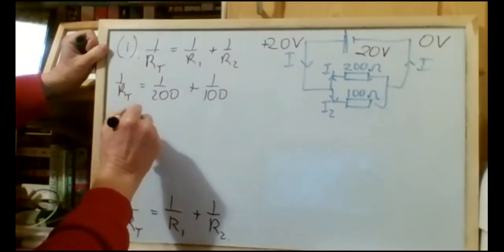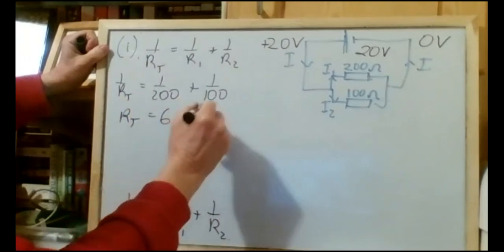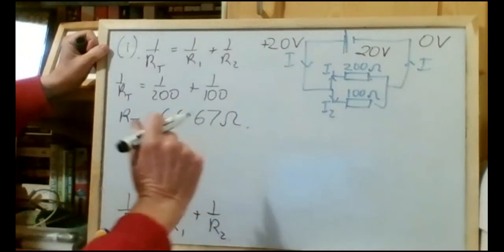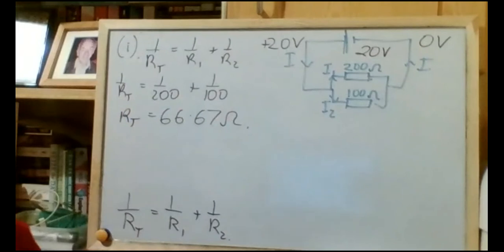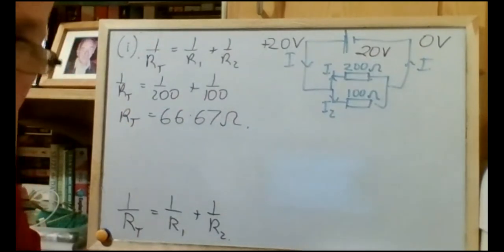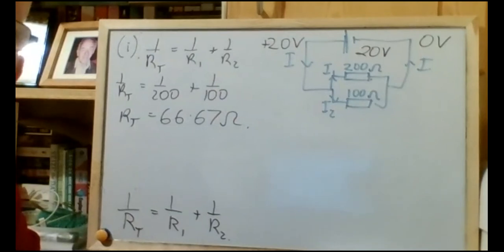So RT equals 66.67 ohms. Okay, so a big mistake there, that's commonly made, is when I did the 1 over 200 plus 1 over 100, I got 0.015. So often I see students write down 0.015 as the total resistance in that case.